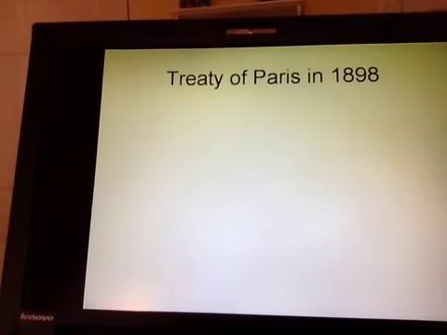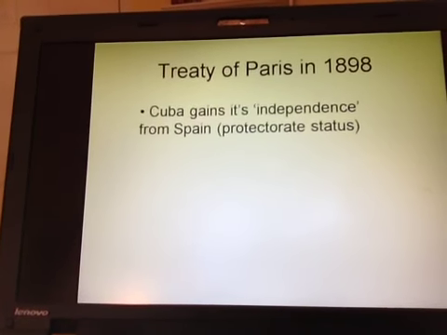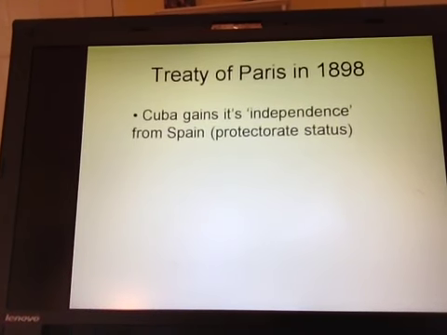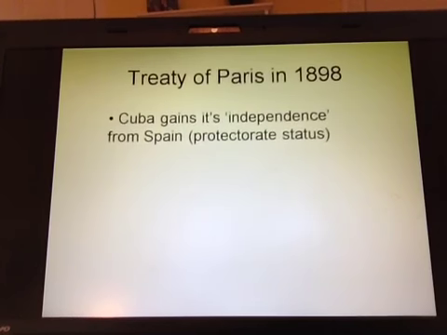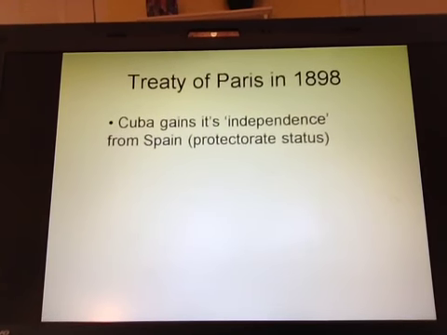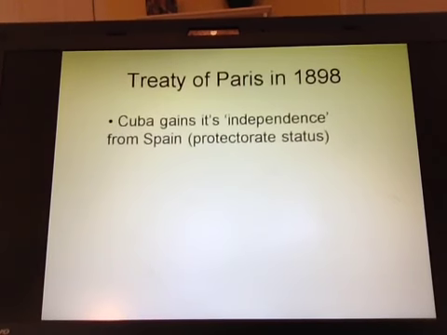The treaty in 1898 does some very important things. First of all, we get Cuba their independence. I put that in quotations because while they're technically independent, we're actually going to control them economically and politically. And so that's what we call a protectorate. Basically, they become a puppet state of the United States until the Cuban Revolution led by Fidel Castro in the 1950s.